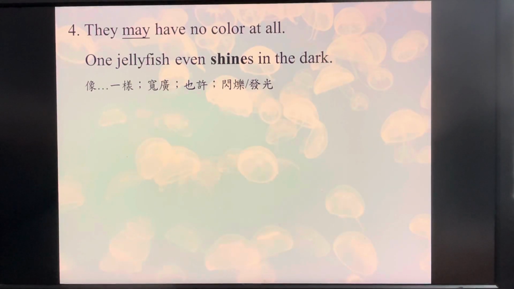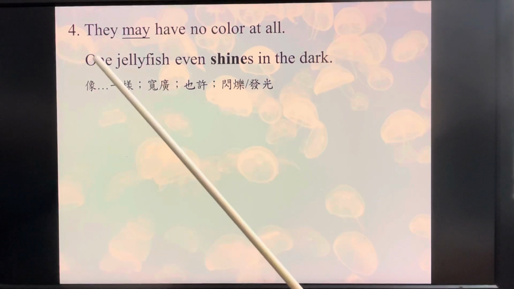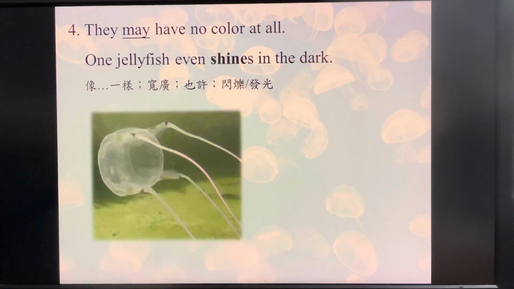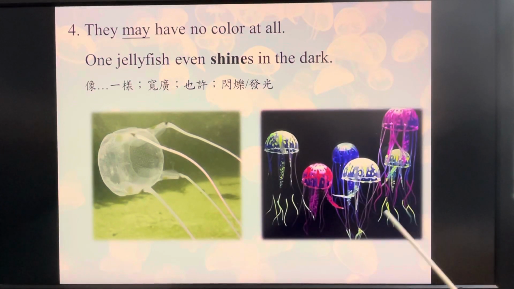Sentence number 4. We have another part called: They may have no color at all. One jellyfish even shines in the dark. So jellyfish may have no color, or they may have so many colors. Some can even shine, bling bling, in the dark.